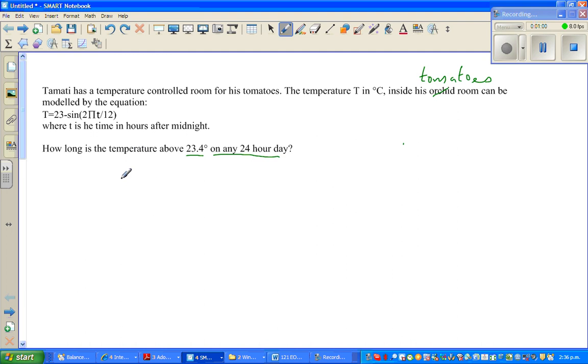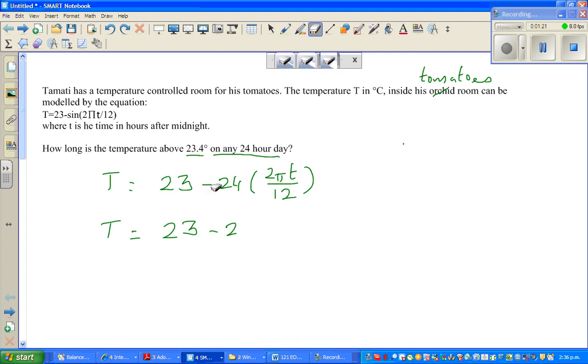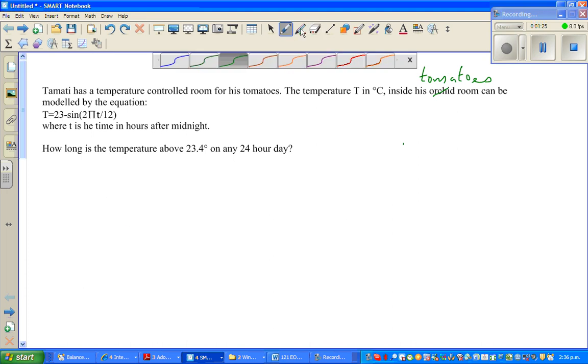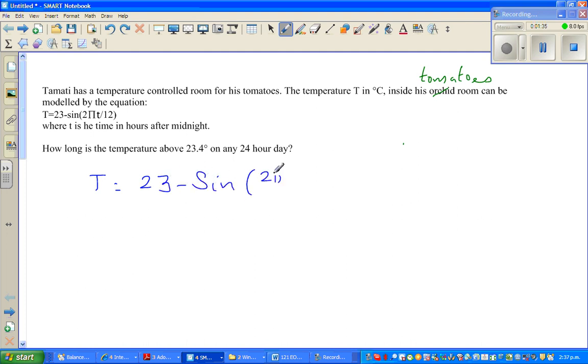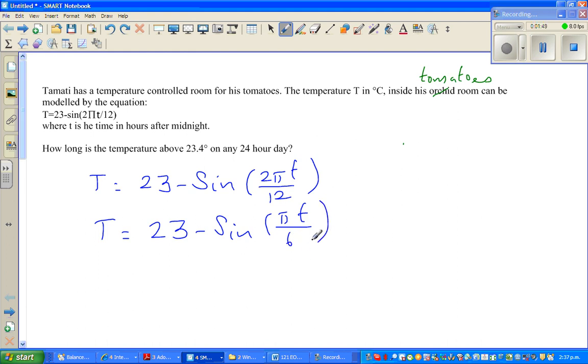So whenever you have an equation, let me write it: T is equal to 23 minus sine of 2 pi t over 12. You can simplify the bracket a little. Sorry, I wrote the wrong number there. I have to use a smaller eraser. So let me write it again. T is 23 minus sine of 2 pi t over 12. Simplifying the bracket, that is 23 minus sine of pi t by 6. Okay, so this is pretty easy.